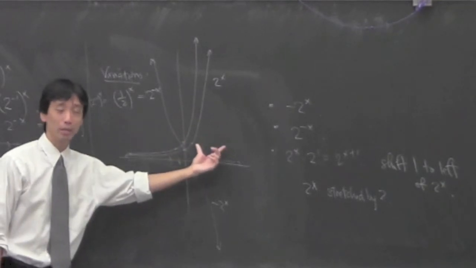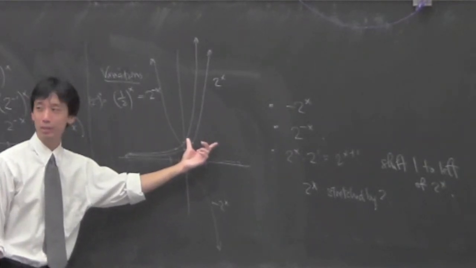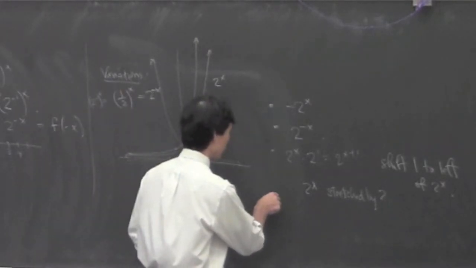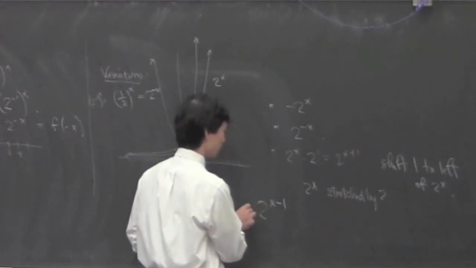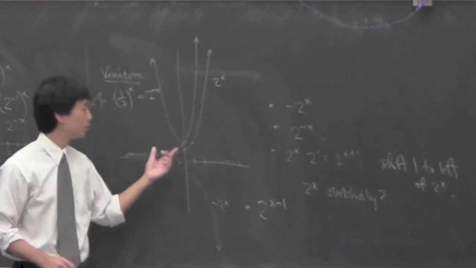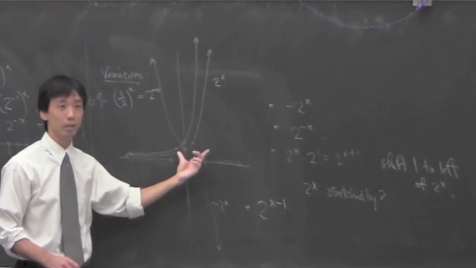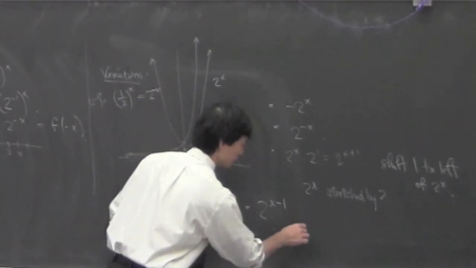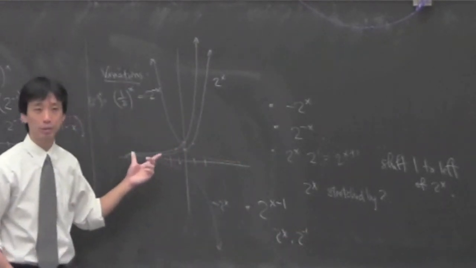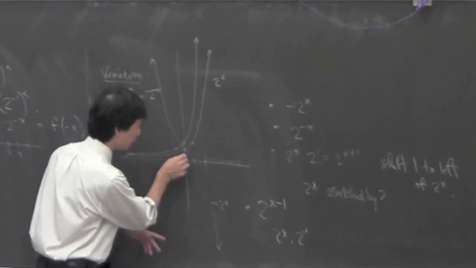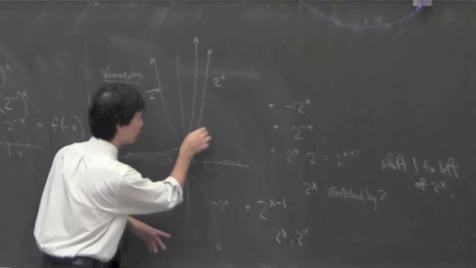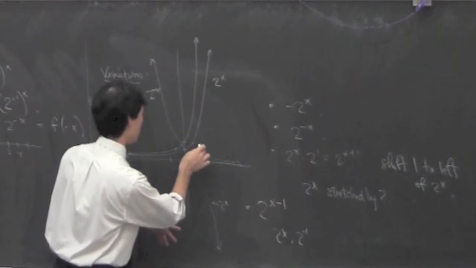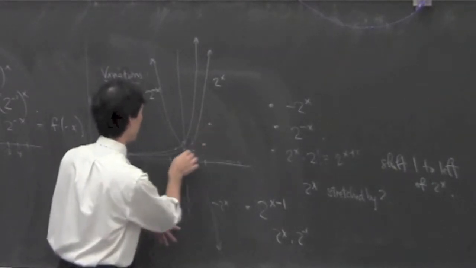Moving it 1 to the right, of course, what does that do to it? If I ask you what is 2 to the x minus 1, what does that look like? Well, you could say you take the guy and you move it 1 to the right. But you could also say you take the guy and you multiply it by a half. So if you take every value and halve it.